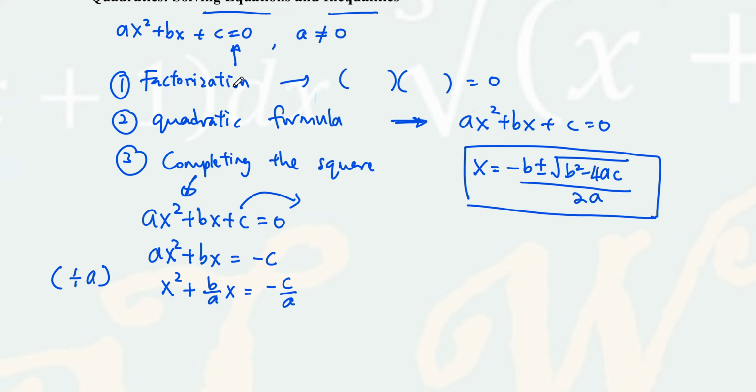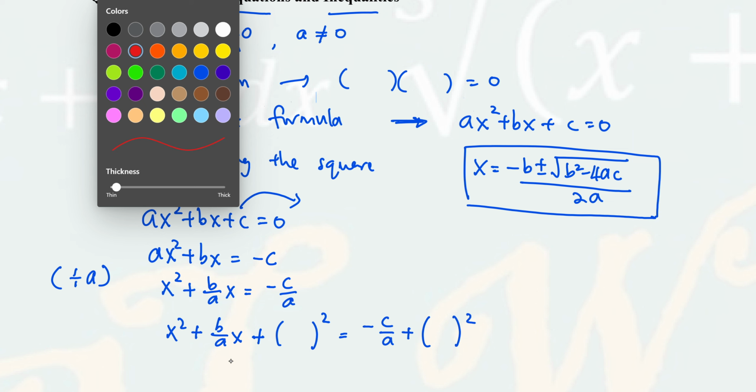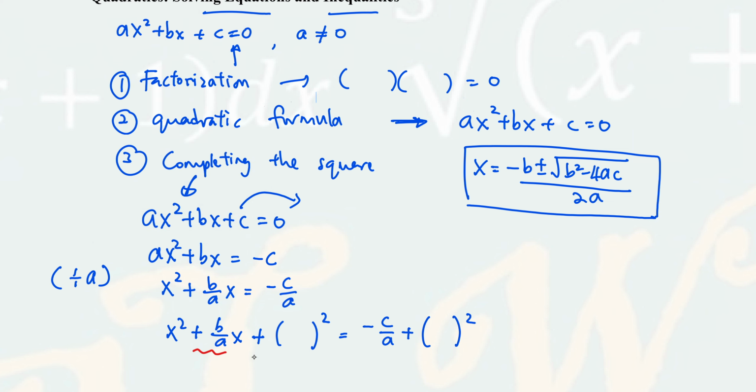Okay, and the next step is going to be rewriting the two terms on the left hand side. That will be x squared plus b over a x, and then you have to add a term with a square, and we are going to add the same term to the right side. That is minus c over a plus the square of the bracket. Now the term inside the bracket is going to be half of the coefficient of x, which is half of b over a. That is going to be plus b over 2a.